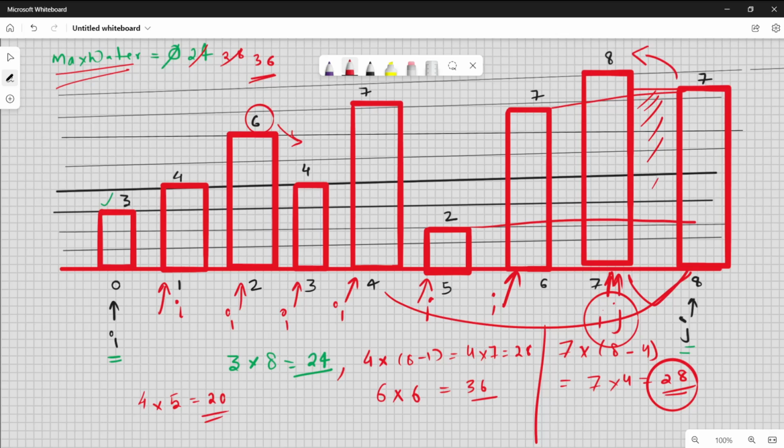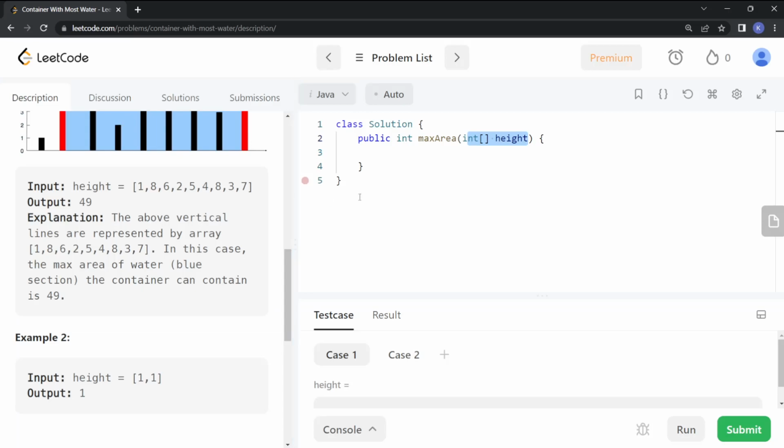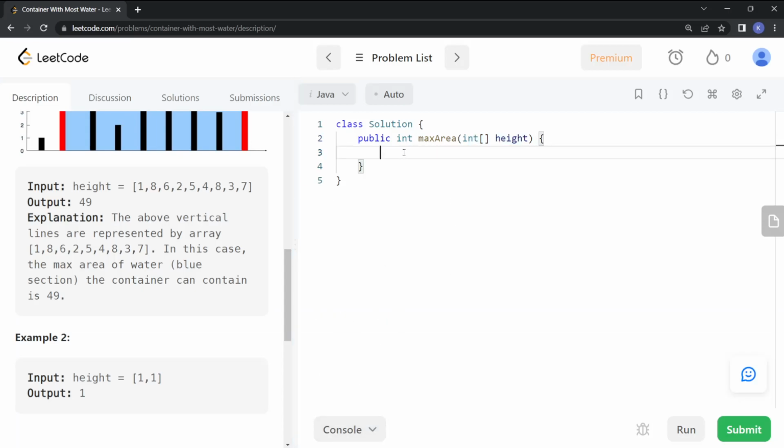So let's start with that implementation. So here we come. The solution part is also very simple. What we're going to do here is have two pointers. So int i is equal to 0 and int j will be pointing to the end of the height, so that will be height.length minus 1, of course.